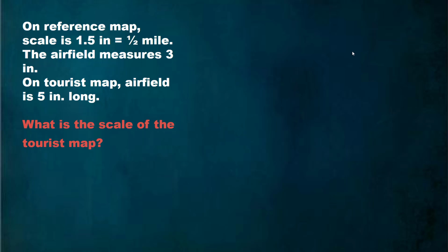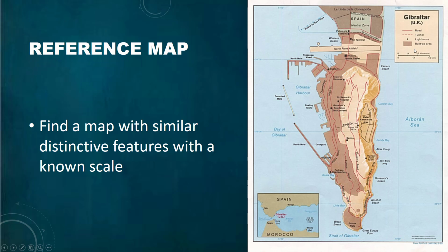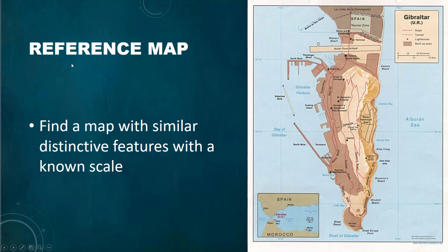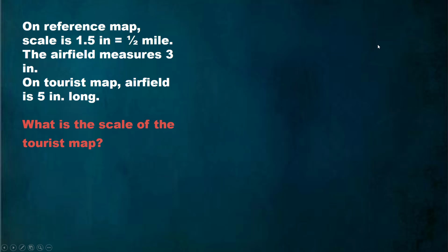So on our reference map, the scale is 1.5 inches equals half a mile, and that's just based on this actual scale bar that's here, right, in its real size, not blown up on this slide. This is 1.5 inches for this half mile. So that's my scale. 1.5 inches equals half a mile. The airfield is 3 inches long, right? So that runway strip, let me back up again. This runway in its actual size is 3 inches long.